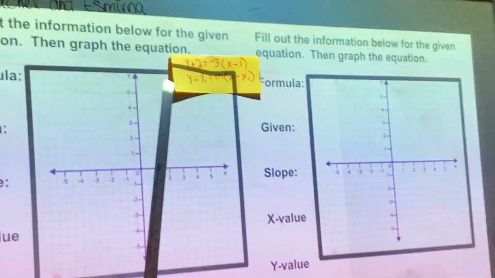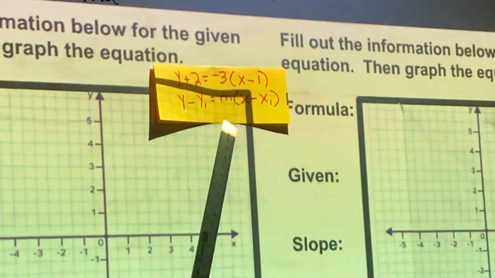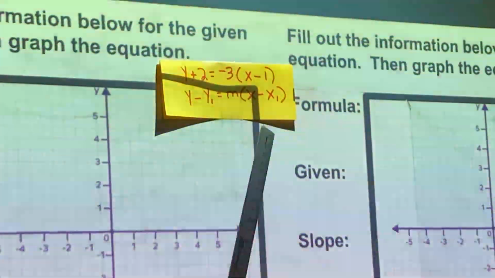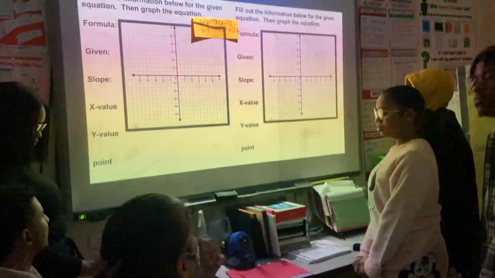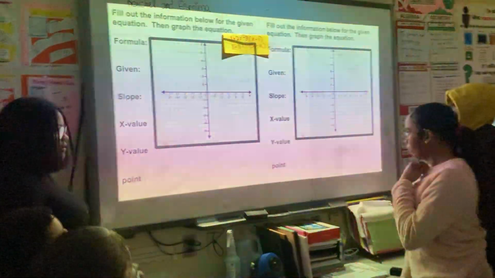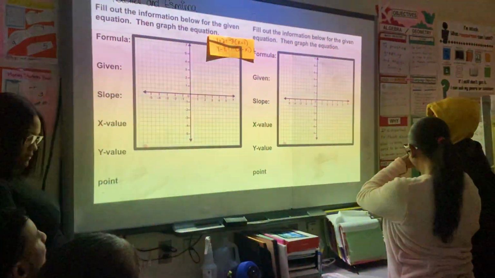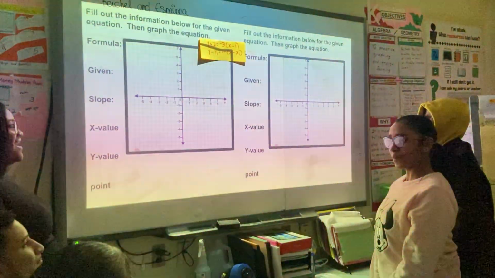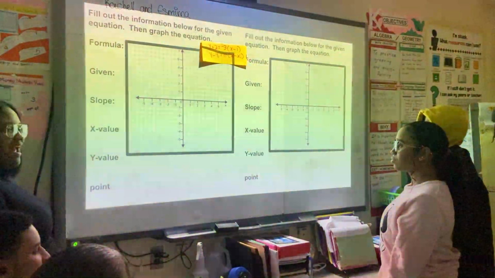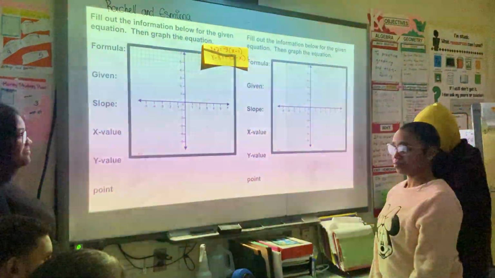And they are going to graph the equation y plus 2 equals negative 3 times the quantity in parentheses x minus 1. And they're going to use the point slope form of the equation. They're going to start out by entering the formula, and then the given, and then the slope, the x value, the y value, and the point value.